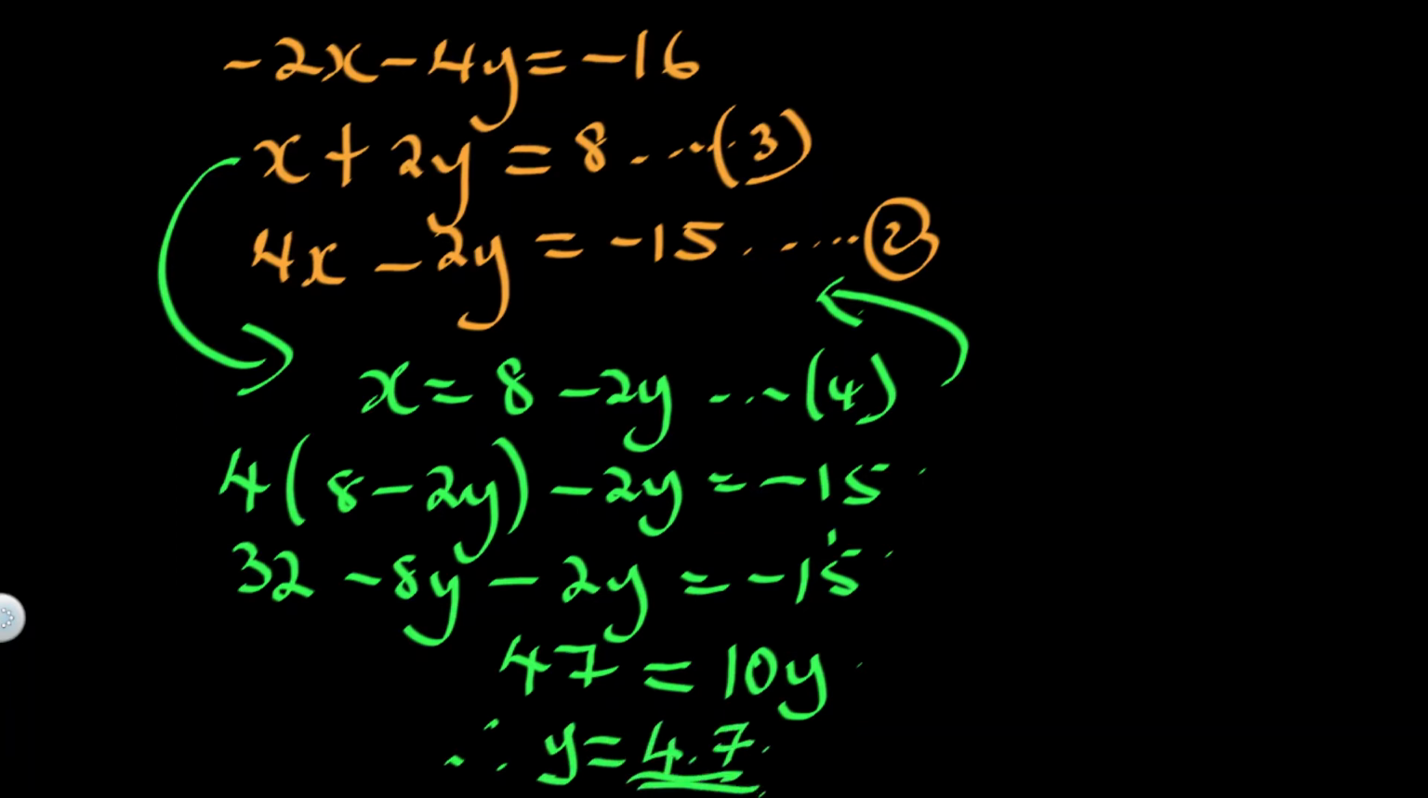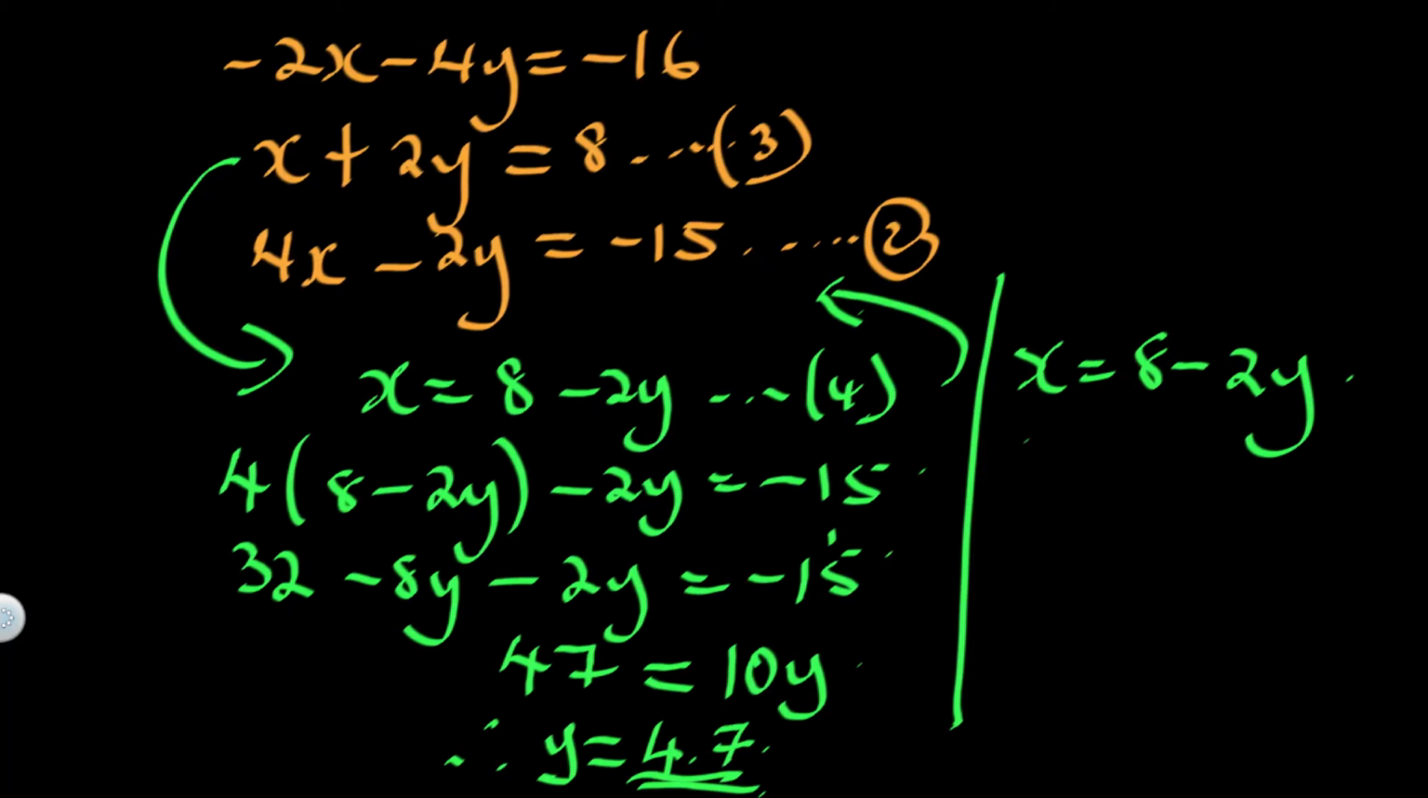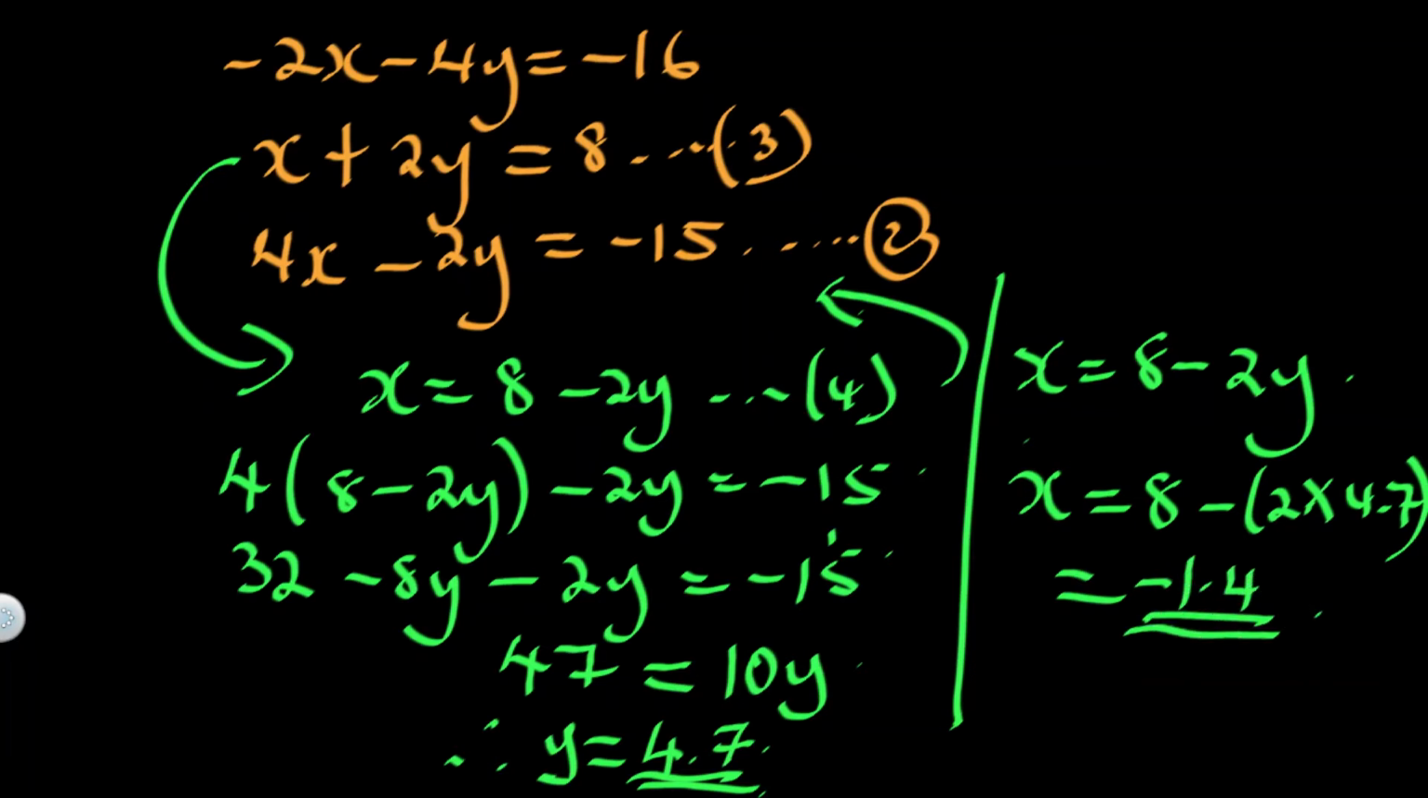4.7 is our y. And if we substitute this into equation 4, x is equal to 8 minus 2y. And now we know our y. We know that our y is 4.7, so x equals 8 minus 2 times 4.7. We punch in our calculator, and we get minus 1.4, so x is minus 1.4. You have to solve for your x and your y.